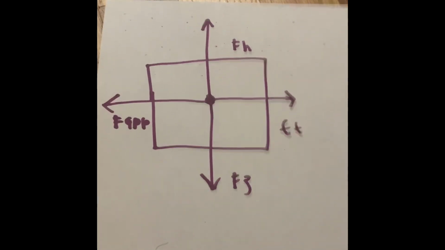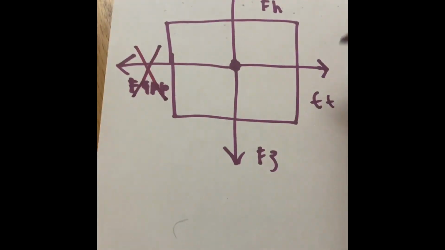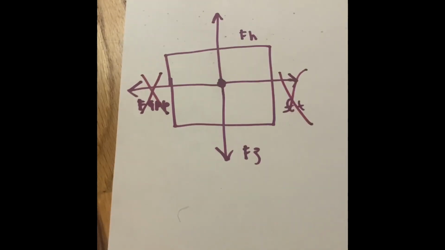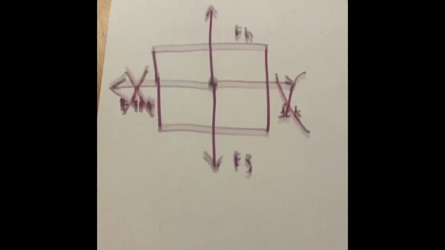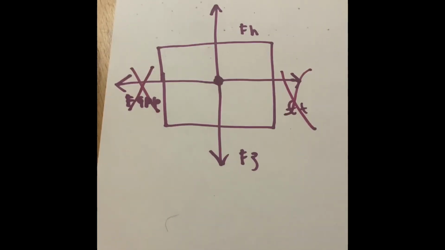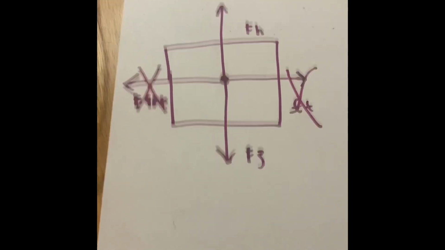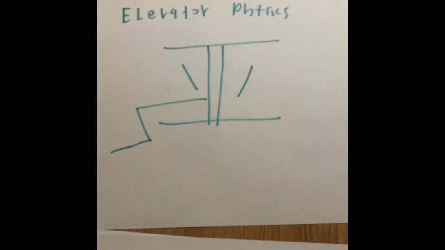Since the elevator goes up and down, we get to cross out F of applied and F of T. Yes, F of applied and F of T are in a different part of the elevator, but since it's going up and down, we're going to do force of friction, force of normal, and force of gravity. Sure enough, there is friction on the wires that lift up the elevator, but we're not going to talk about that. So here's what's going to happen. We're going to show 3 examples. Here's going to be the first.